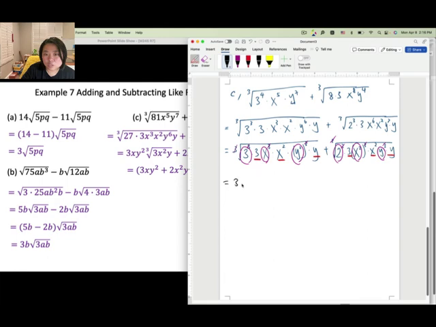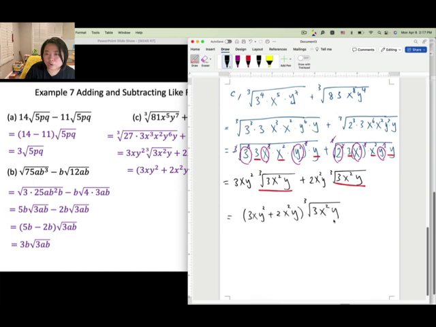So we have 3xy squared times the cube root of 3x squared y. And for this one, take out 2x squared y, left with the cube root of 3x squared y. So this is going to be the same radical. But look here, this is 3xy squared, but this is 2x squared y. So these are not like terms. They do have the same radical, but the terms are not alike, so we can't combine anything. We can only factor out the radical, cube root of 3x squared y, and that's it. These are not like terms, so you can't combine them.